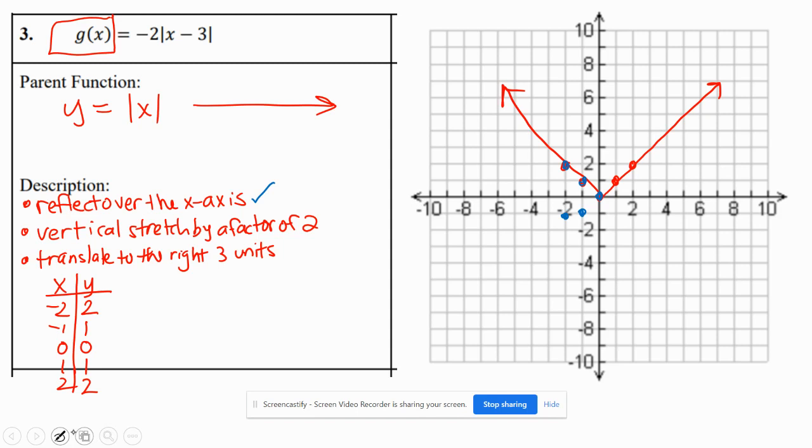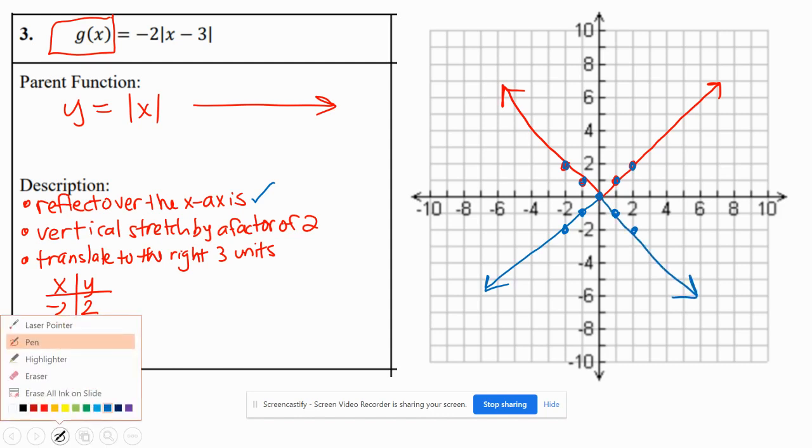Sorry, there was a mistake there. This point right there should not have been there. This one should have actually been here for true reflection. And then this one right here will become here. This one right here will become here. Keep in mind we're reflecting over the x-axis. Okay, that's the first one.